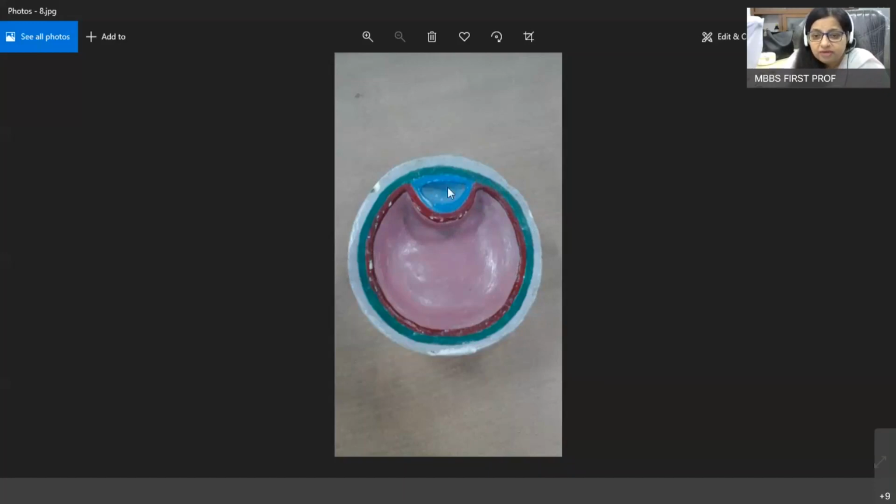Whereas this amniotic cavity is smaller in shape and size, and the yolk sac is larger in size. The amniotic cavity is towards the epiblast and the hypoblast is for the yolk sac. Right? And this is the cytotrophoblast and syncytiotrophoblast.